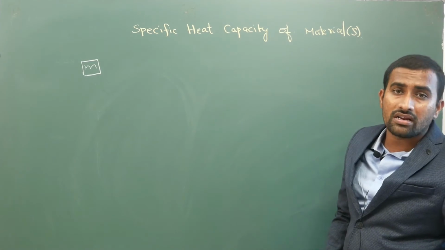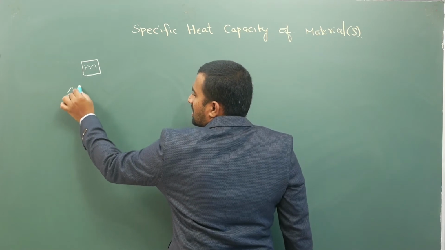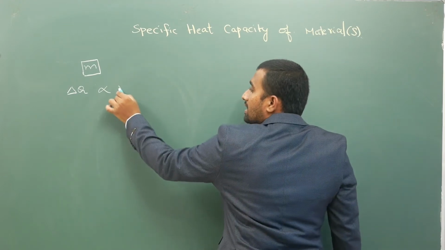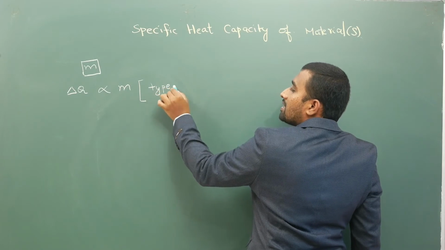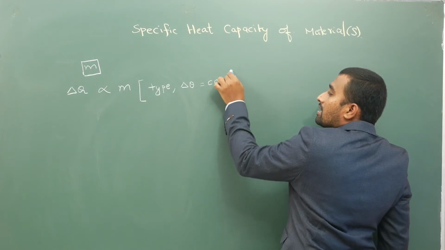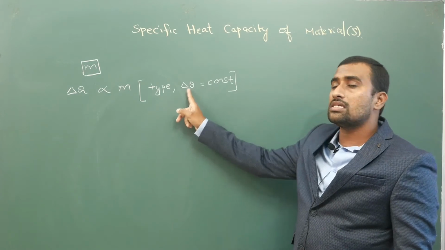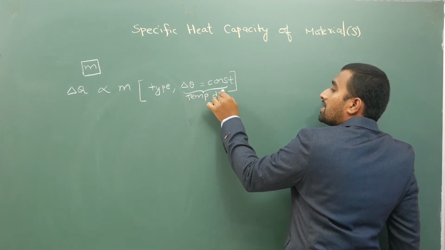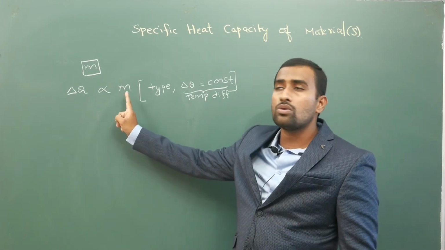Now, your experimental observation is that the heat energy delta Q given to a body is directly proportional to mass, when the type of material and delta theta are kept constant. This delta theta is your temperature difference. In the books you will see it as delta T, in some books it is delta theta. This is your experimental observation: heat energy is directly proportional to mass.